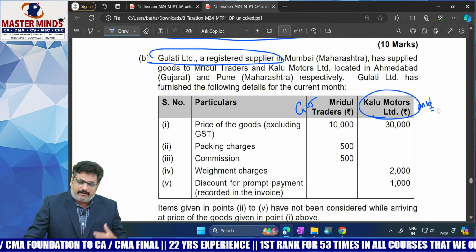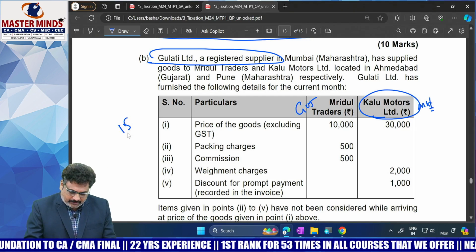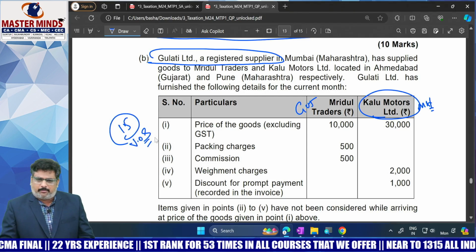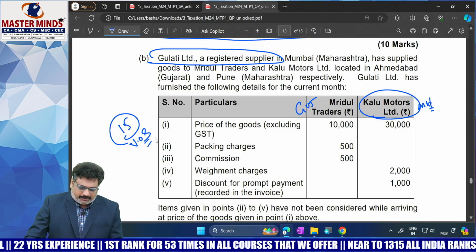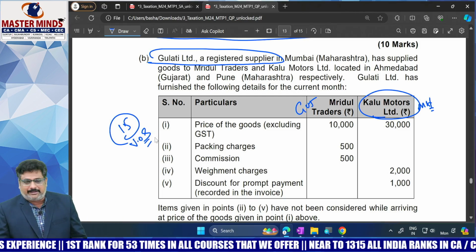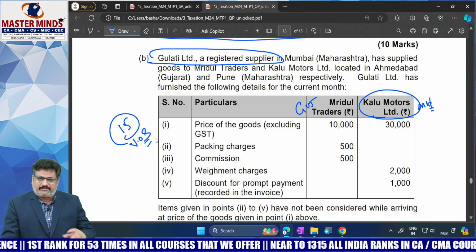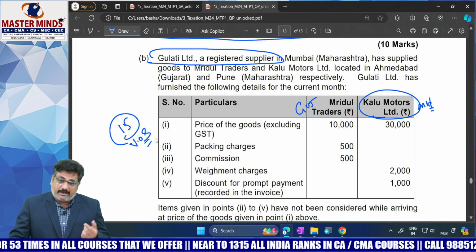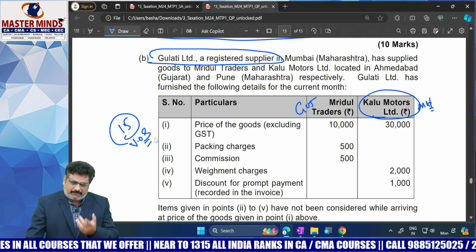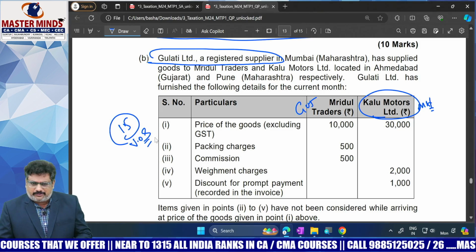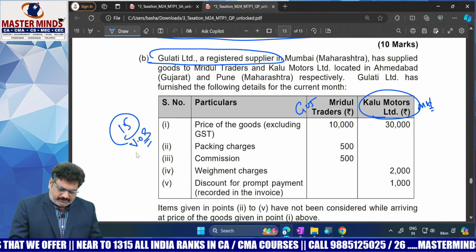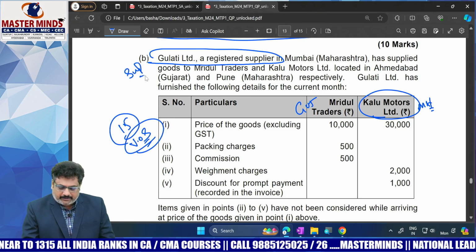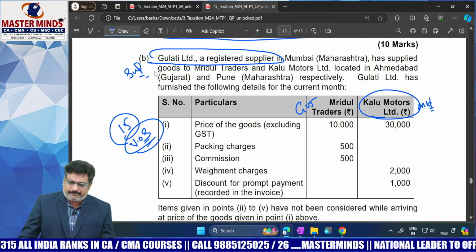Packing charges: in this case, you need to keep focus on Section 15, value of supply. Packing charges includable, commission includable, thereby the total taxable value is 11,000. Being interstate supply, where is the LOS? Maharashtra. Where is the POS? Gujarat. Interstate supply, so IGST needs to be paid. A basic level question, where the chapters mixed are value of supply and types of supplies, whether intrastate or interstate.